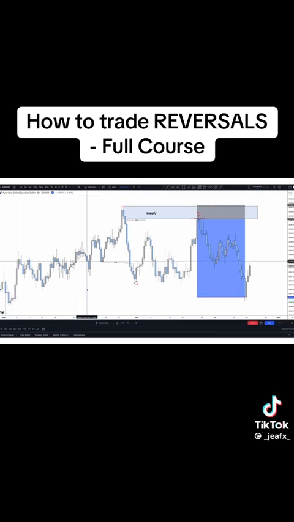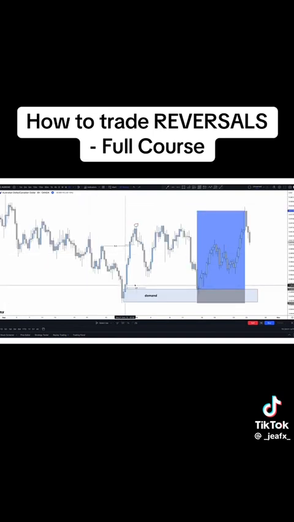So that is the format, the concepts, and the way that we are going to be executing pretty much the entry model laid out for you in terms of buy setups and sell setups. Now let's go and take a look at two more examples of reversal trades so that you can see what they look like in different market scenarios.